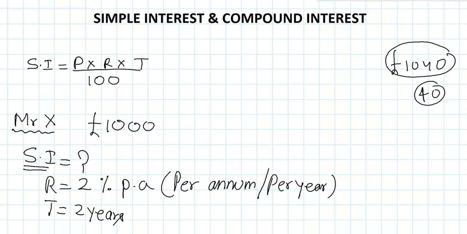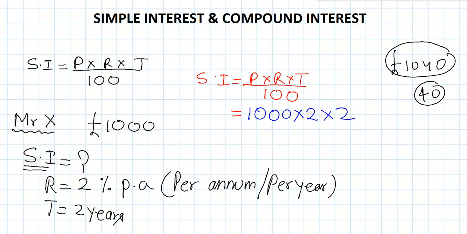Let's find what is simple interest formula. Simple interest formula is P times R times T divided by 100. What is P here? 1000 pounds. So let's write it down here. P is 1000 pounds. What is rate here? 2. And time is? Time is 2 years here. It is not 1 year. Time is 2 years. 2 divided by 100.